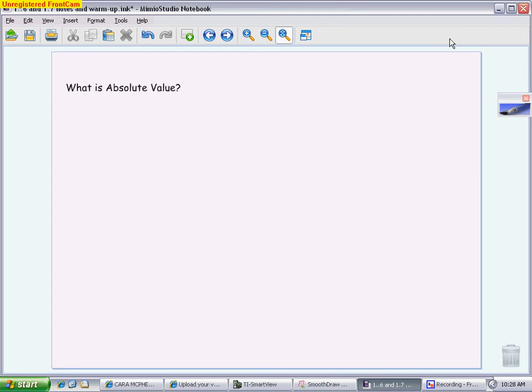So my first question, what is absolute value? I think a lot of times students immediately say, well, I know what the symbol looks like. I know it's two long bars. And I know if I take the absolute value of -8, I get 8. But the question is why? The definition of absolute value is actually a distance definition. When I'm finding the absolute value, it is the distance from that number to 0 on a number line.